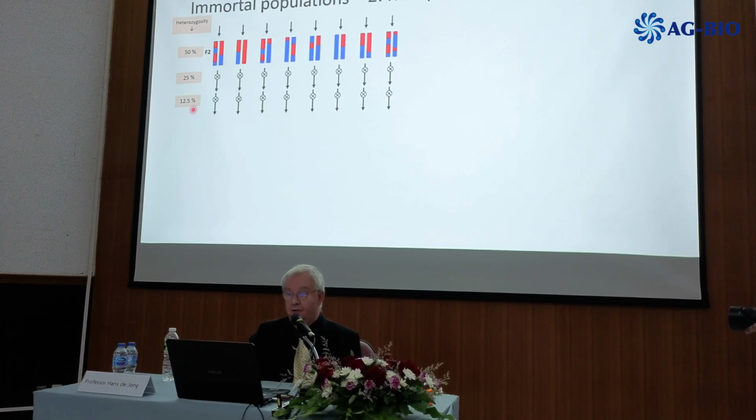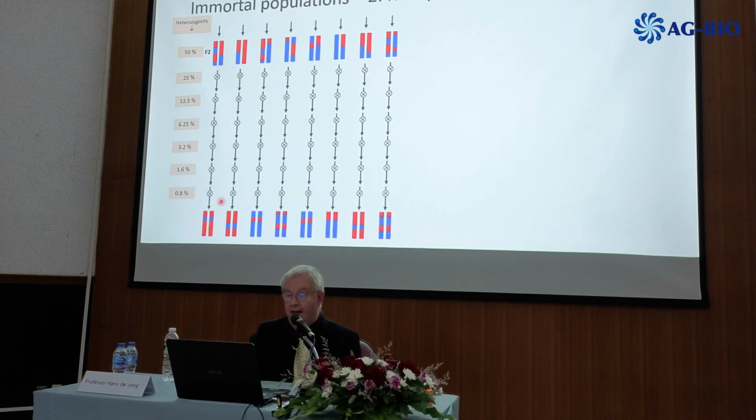heterozygosity by 50%. 50% here, 25%, 12.5%, 6.25%. You can also say a half, a quarter, one eighth, one sixteenth, one thirty-second, and so forth. And in the end, after 8 generations, you have almost only plants that are homozygous, but they retain crossovers of the original plants.